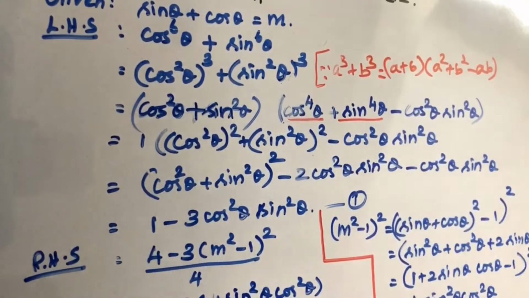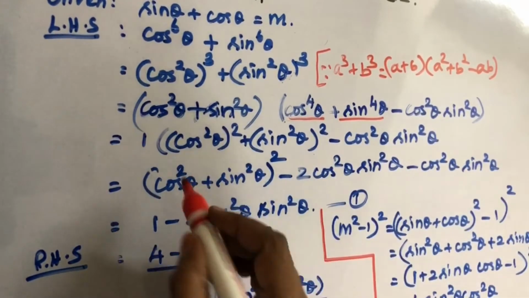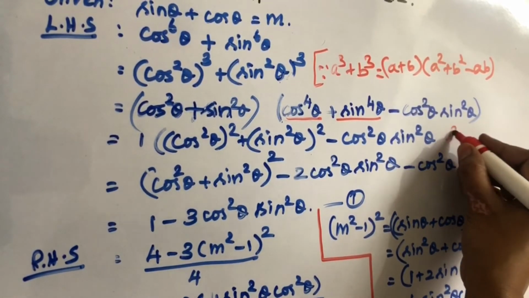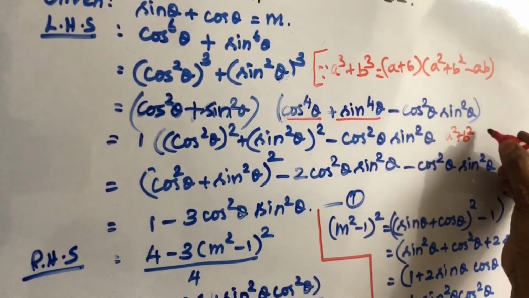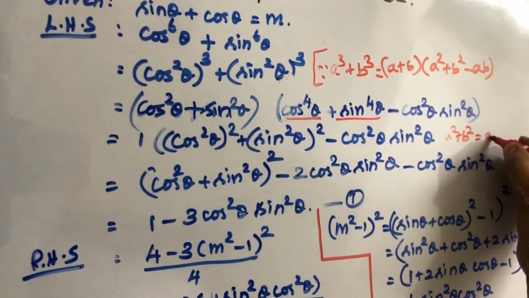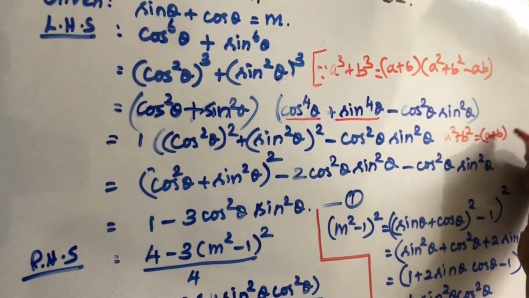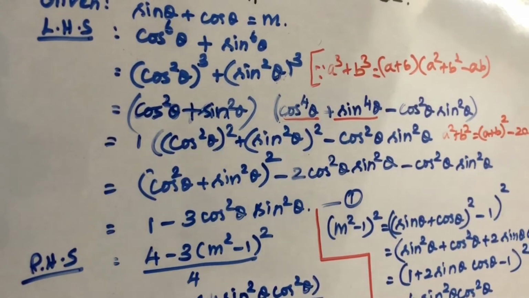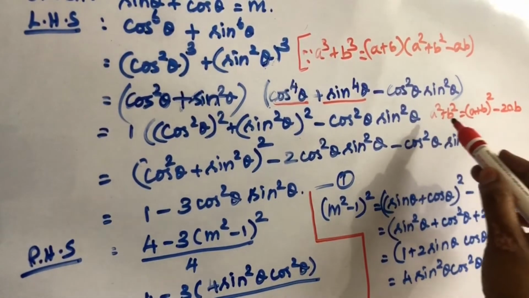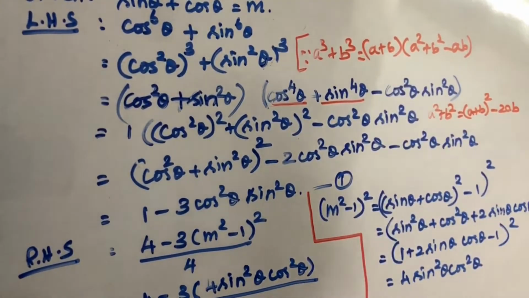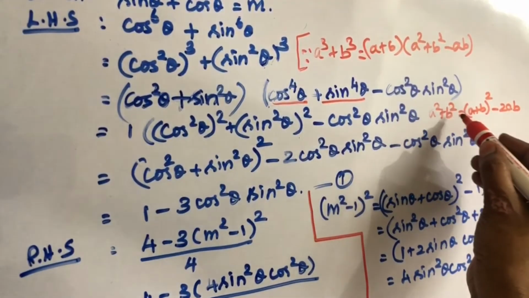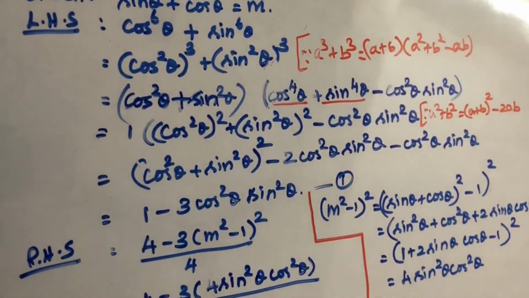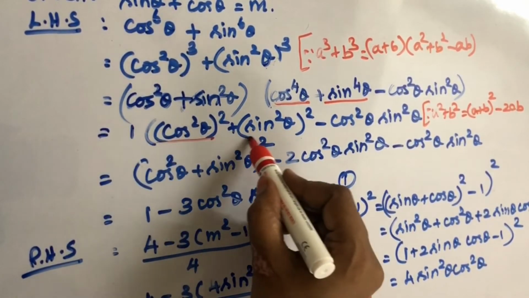Here we are using another identity. What it is? It is a square plus b square. So, a square plus b square is equal to a plus b the whole square minus 2ab. Okay, so a plus b the whole square is equal to a square plus b square plus 2ab. So, அதை மாற்றி எழுதும்போது a square plus b square is equal to a plus b the whole square minus 2ab. இதுதான் நமக்கு a square, இது b square.